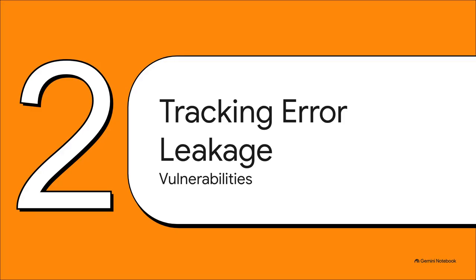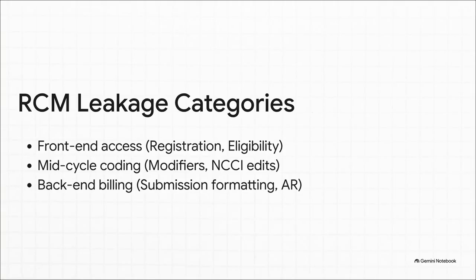Moving on to Section 2, Tracking Error Leakage: Vulnerabilities in the pipeline. Let's zoom in and see how this builds into specific failure nodes that bleed revenue. Not all leaks are created equal, right? As revenue professionals, we have to isolate the origin of the error. By separating these three distinct vulnerability zones, we can pinpoint exactly where our process is hemorrhaging capital.